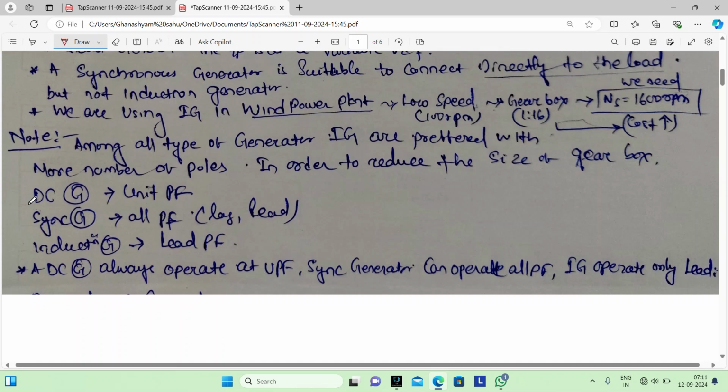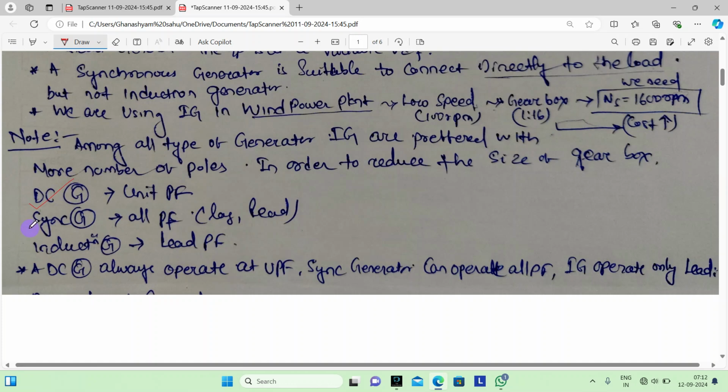And the three things you have to remember. First, a DC generator will operate at unity power factor. Why? Because the voltage and current are in the same phase. That's why it operates at unity power factor.